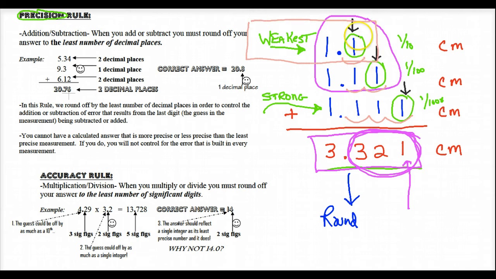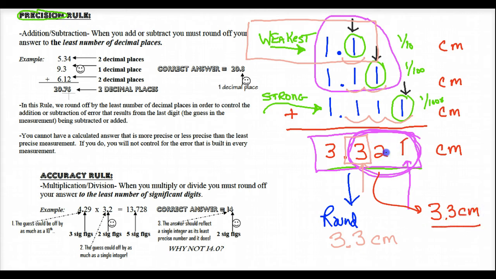So I'm going to round to the tenths place. That is the lowest number of decimal places. So I round this number to the tenths place, which represents my weakest number. And I get 3 point. Now, if I'm going to round to this number, I've got to look at the next number. If it's 5 or above, it makes the 3 go to a 4. Since this 2 is less than 5, it goes 3.3 centimeters. Let's make that better. So I'm going to round this number to 3.3 centimeters. What did I do with the rest of this number?